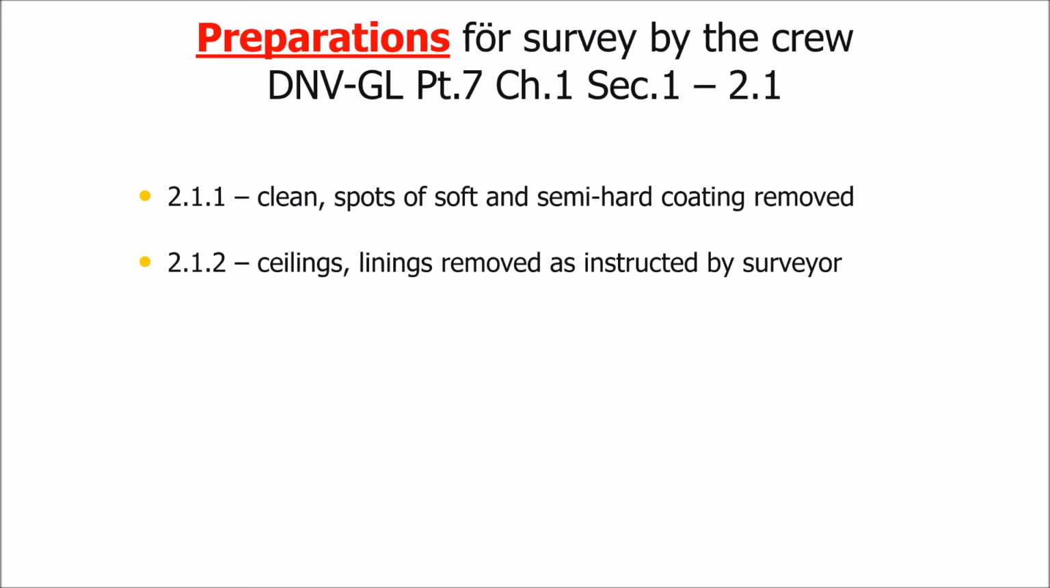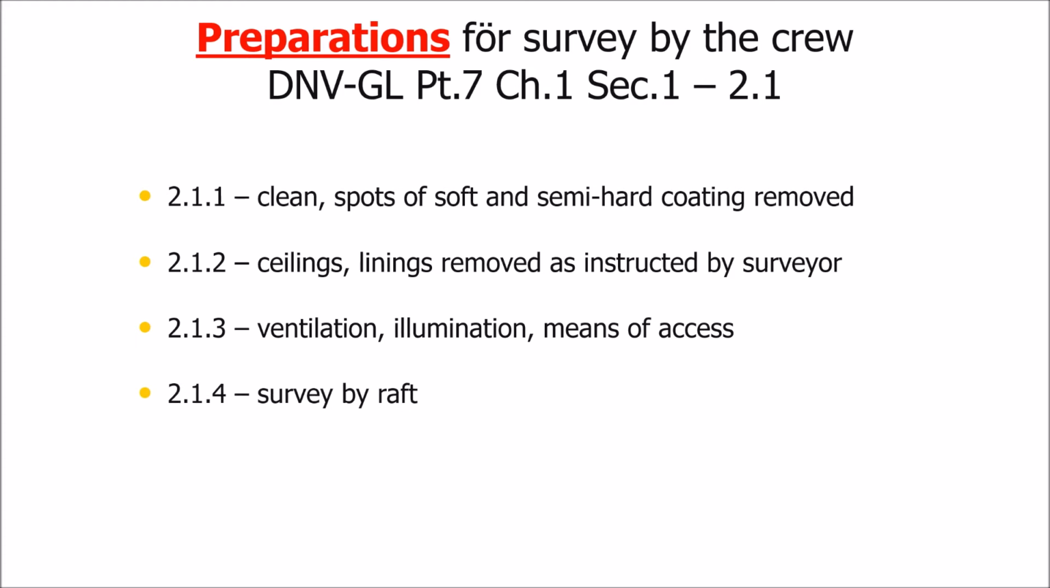And also regarding ventilation, illumination in these compartments like the ballast tanks and the means of access. You should plan for some kind of access to the structure that's quite hard to reach for survey. Under some certain circumstances and conditions, you can use a raft for survey. So you can fill up a ballast tank in quite a large ship or even a cargo tank to use a raft for survey. And under 215 it says there must be a planning meeting before the survey commences.